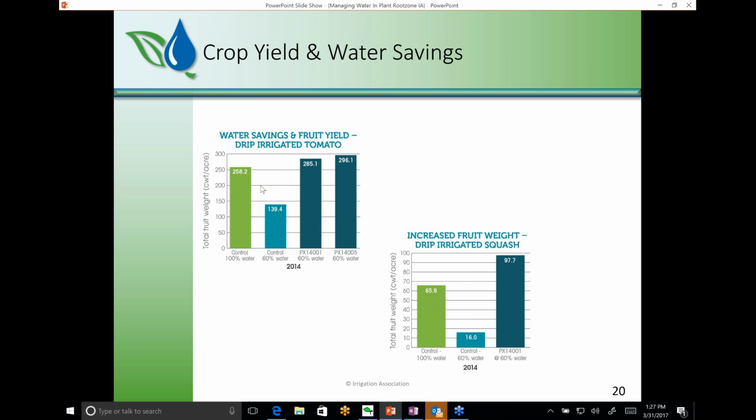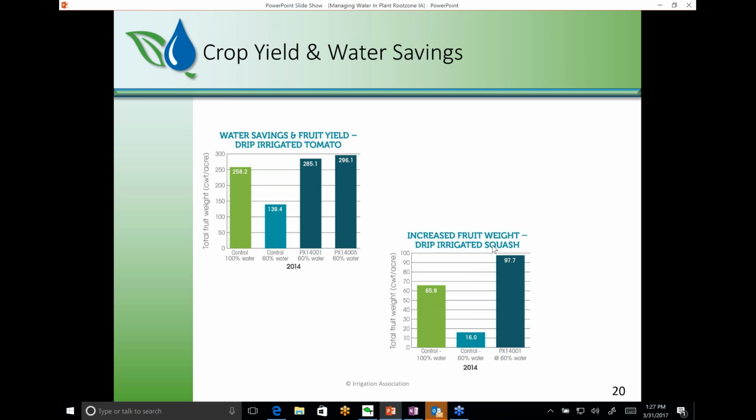Look at what we found. We increased the yield to 285 from the grower standard of 258, and to 296 from the grower standard of 258. So again, additional revenue in the grower's pocket, while utilizing less water and the energy to run the pumps.